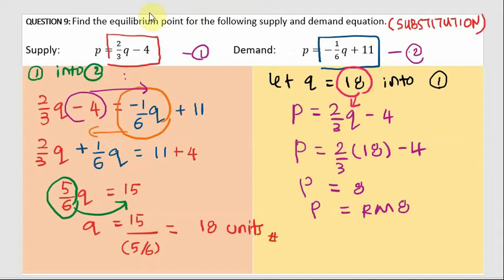Now what is our equilibrium point? The equilibrium point is from quantity, price. So we have 18, 8.